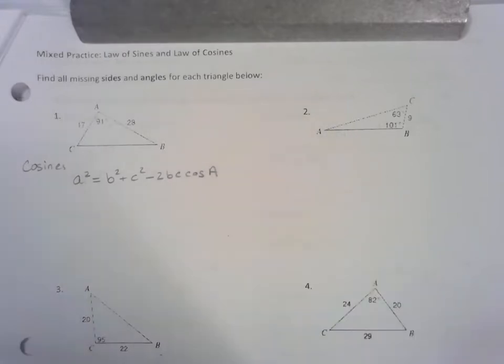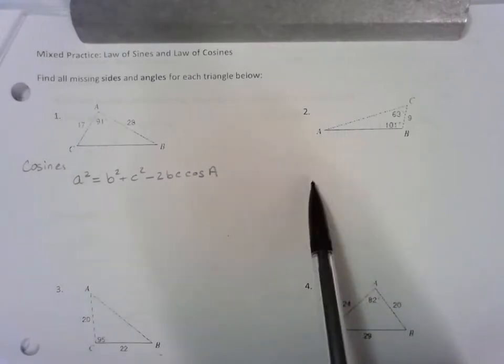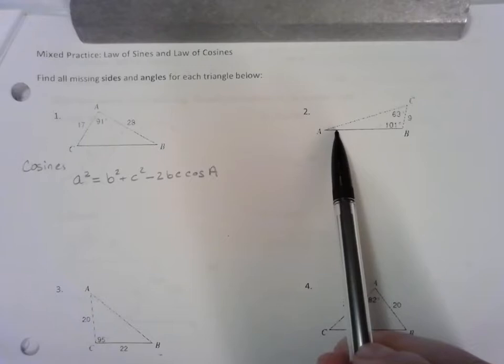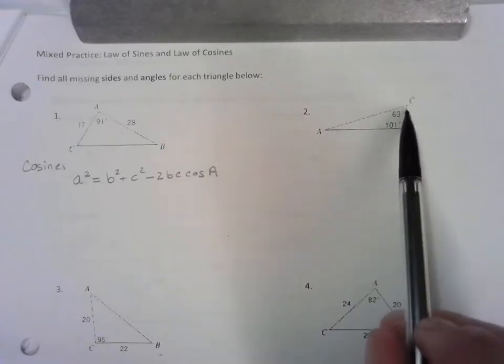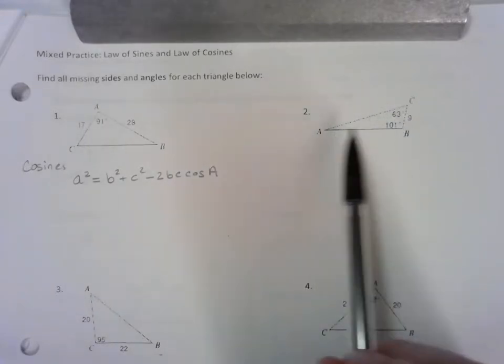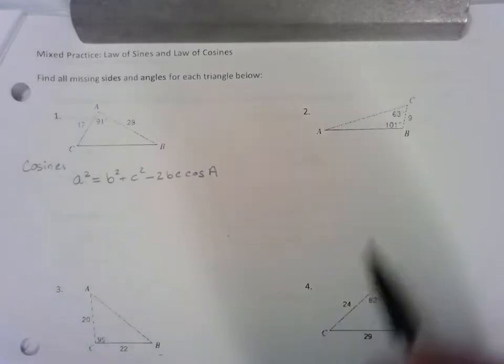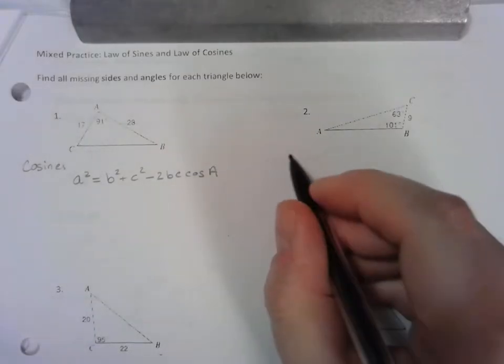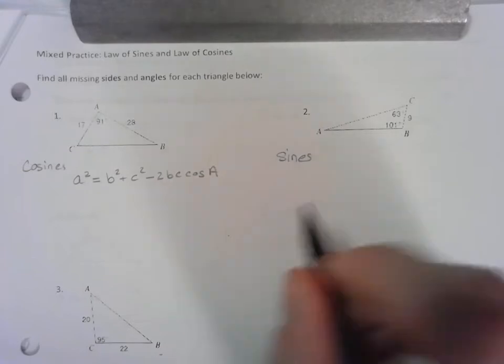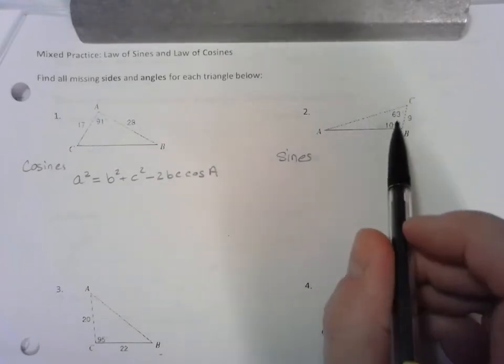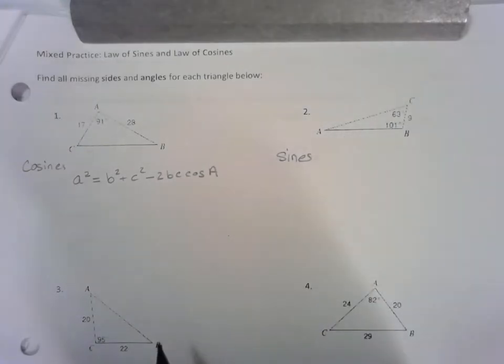Well, yes and no. It's not labeled for us, but really, if you're given two angles, then you really could find out the third one. So this one I would use the law of sines, because technically we could figure out what that angle is across from the side length. So I'd use the law of sines.